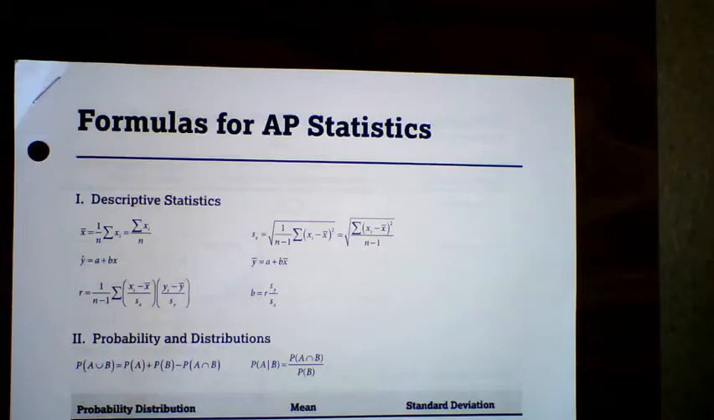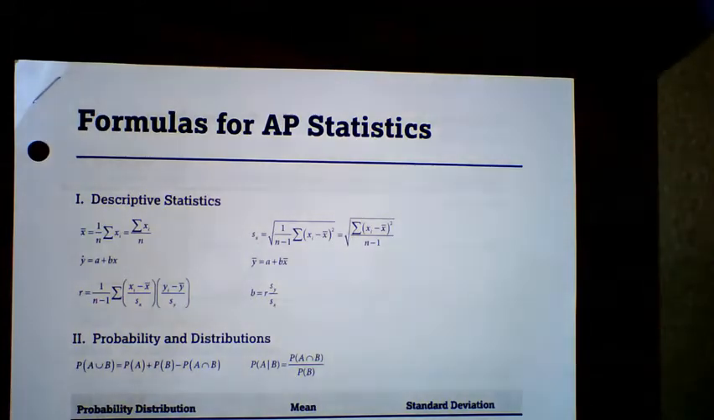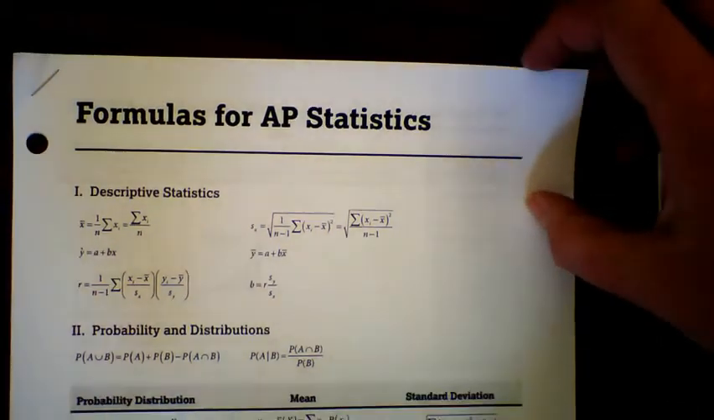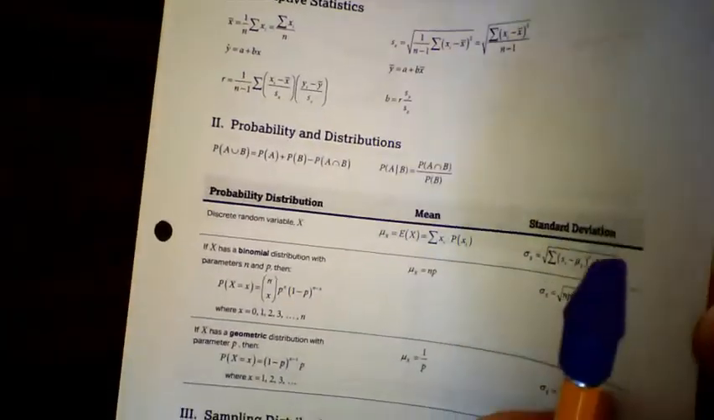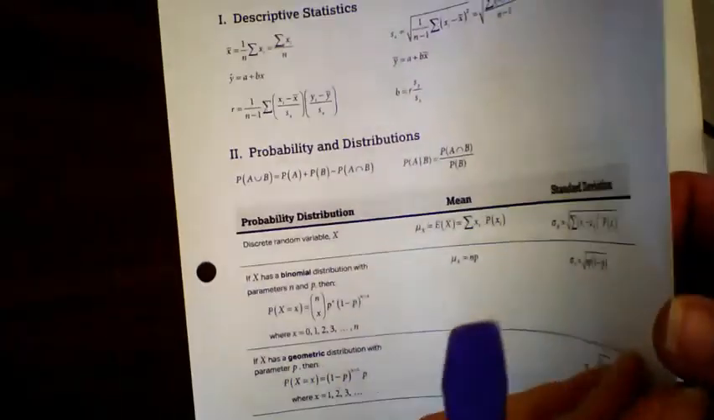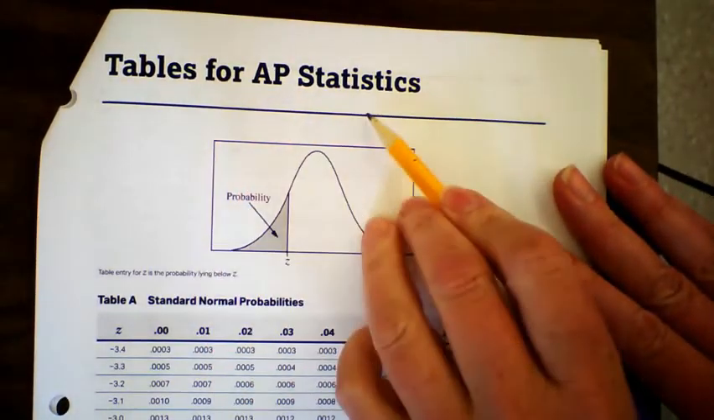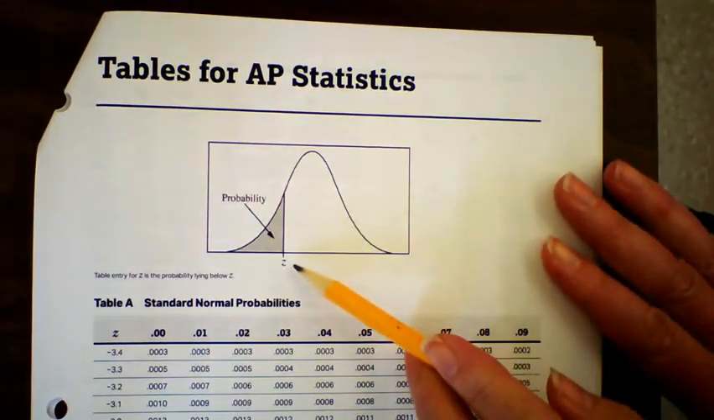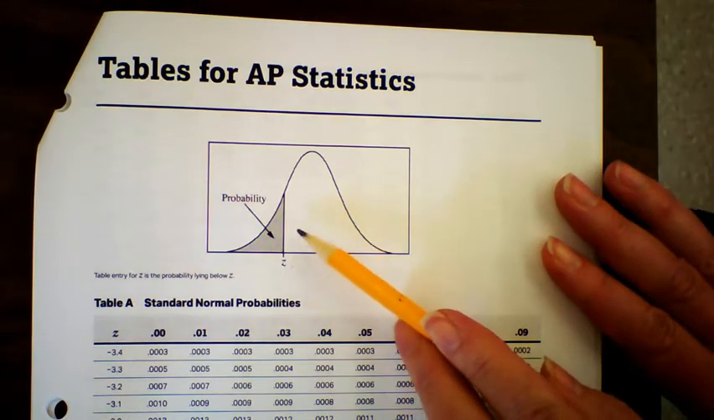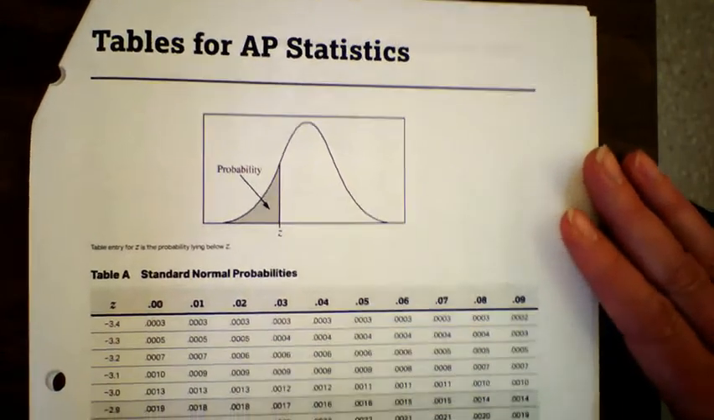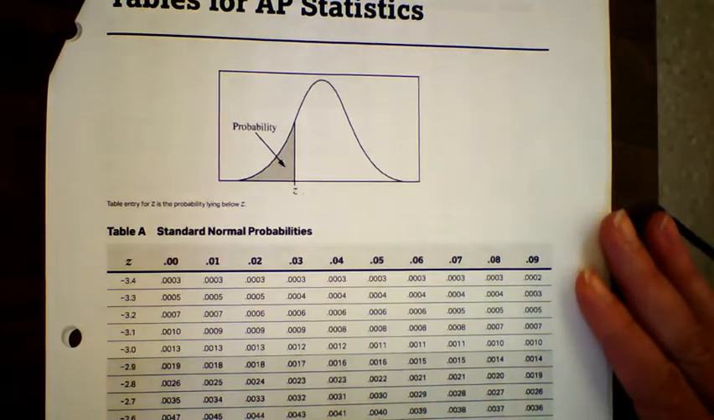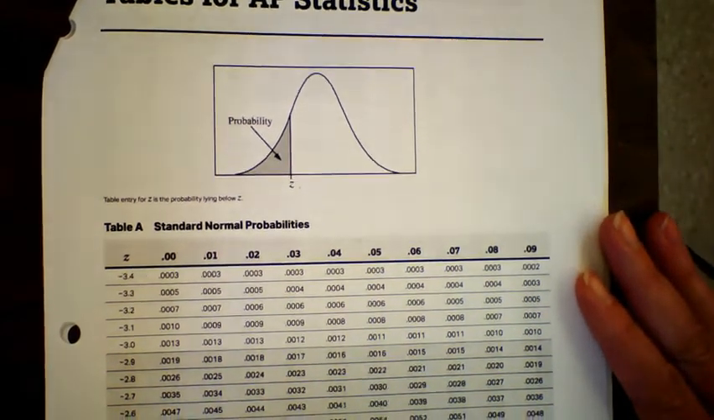Okay, this is exciting. Here's my formulas for AP sheet. The first page is some formulas. Then the second page, more formulas. Third page, aha! Tables for AP stats. There's a Z. Here's probability. And so now let's see if we can find this z-score that we had.